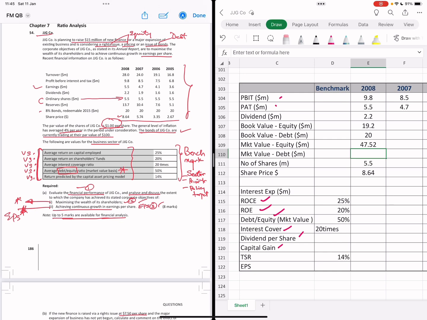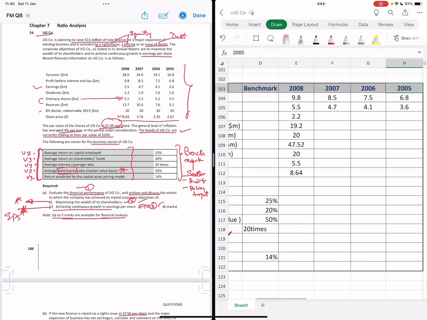Well, let me show you how to do it in case you have a question where book value does not equal market value. To get the number of bonds, the number of bonds equals your book value divided by the par value, and that's 20 million divided by 100. Then that will give you the number of bonds. To get the market value, you multiply by the price of the bond. In that case, they said the price of the bond is also 100, and that's why you can see it's 20. So this is the way I'm going to populate for the other years, 2007, 2006, and 2005.